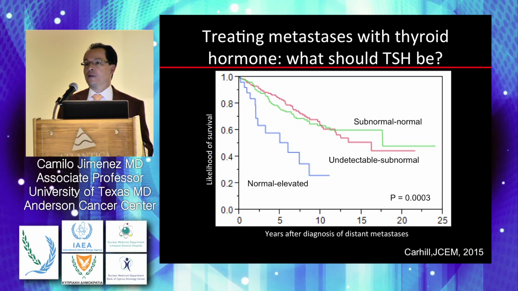As you know, thyroid hormone suppressive therapy, whenever effective, is associated with an improvement in overall survival. In this very nice paper published this year by the National Comprehensive Cancer Network, you can see that patients who have TSH values that were undetectable to subnormal, subnormal to normal, exhibit a better overall survival than those patients who have values that were normal to elevated.